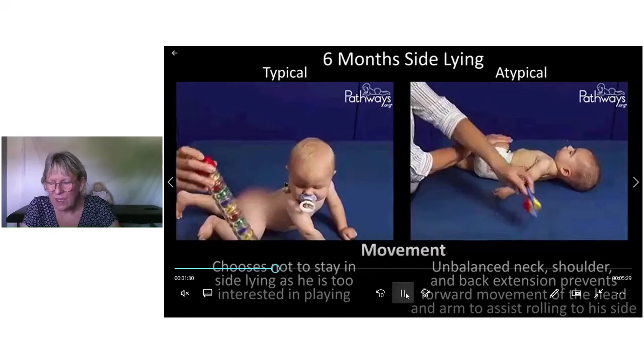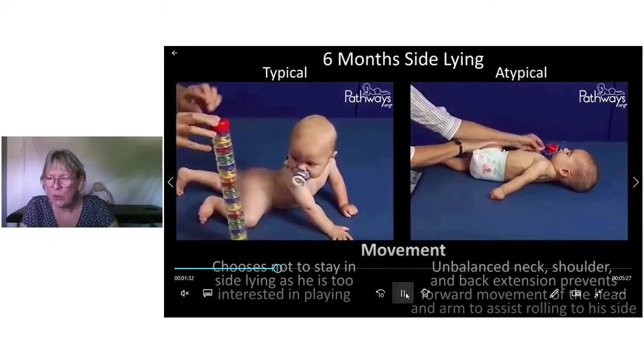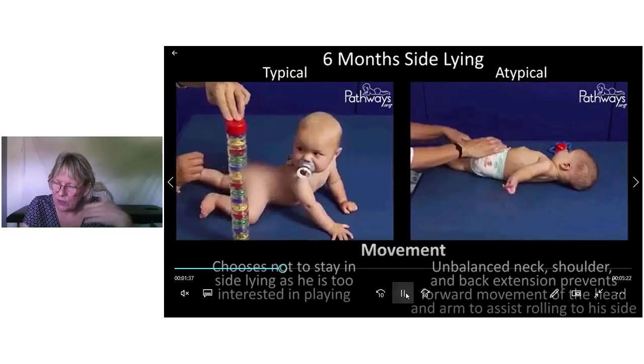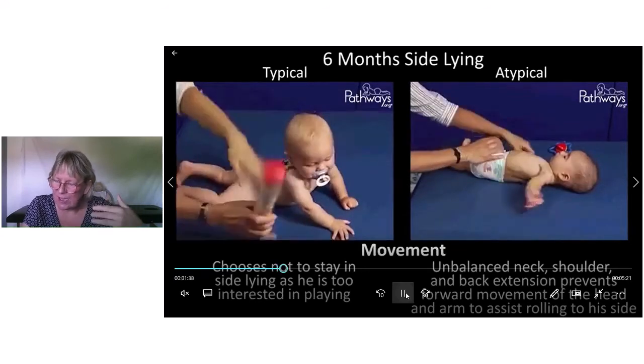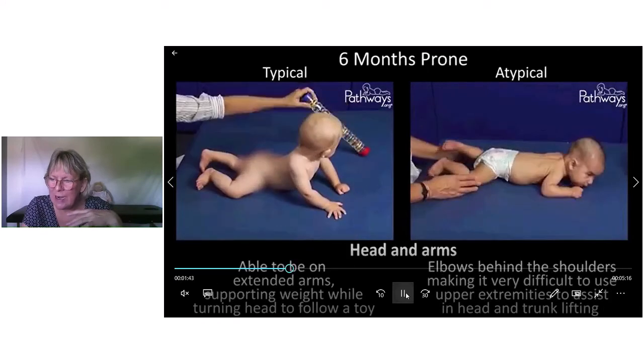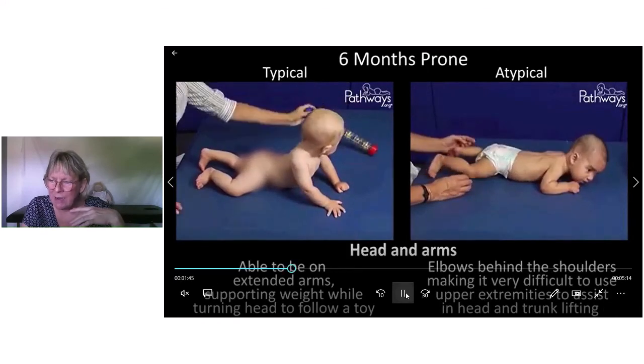And for the atypical child, it's not possible, even when the legs are turning to the side, that the arm is following, because he cannot even turn his arm.